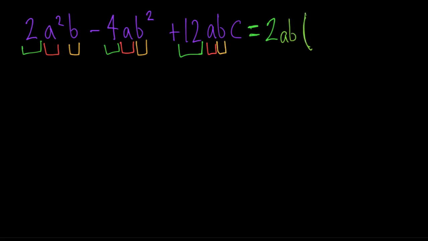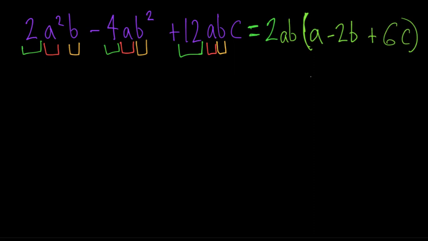So what will multiply with 2ab to give us 2a squared b? A, right? Because a times a is a squared. What will multiply with 2ab to give us minus 4ab squared? That will be minus 2b. And what will multiply with 2ab to give us plus 12abc? That will be plus 6c.